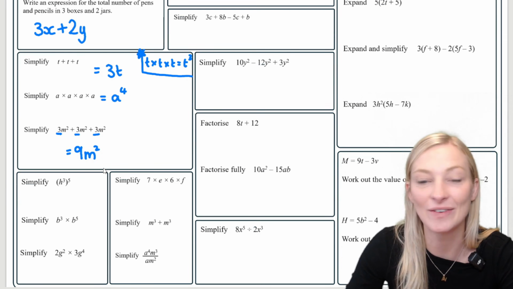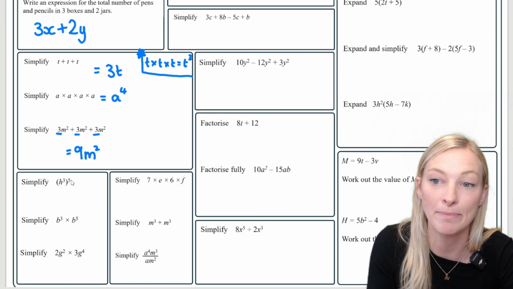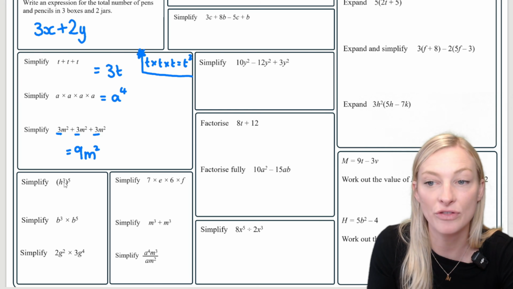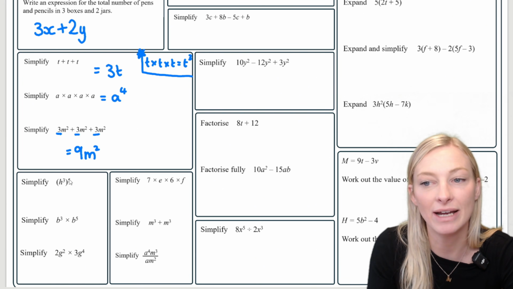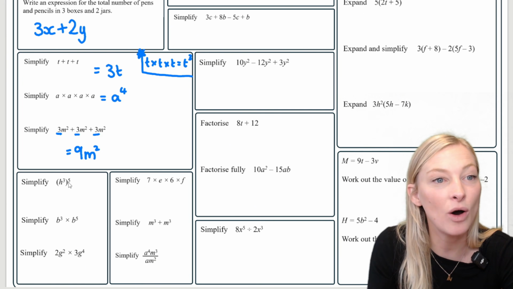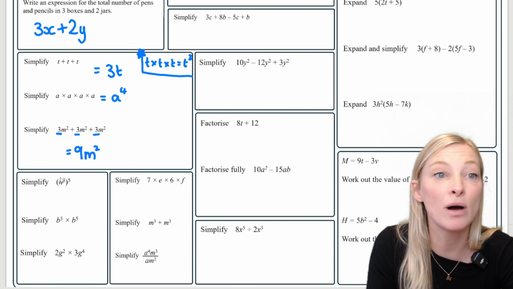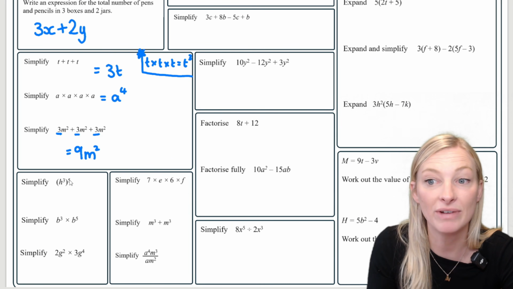Great, so moving down, I have got some indices here, the powers. h to the power of 3, and then that is being raised to the power of 5. Now a power of a power, when that happens, we multiply those powers together. So 3 times 5 is 15. This is h to the power of 15.